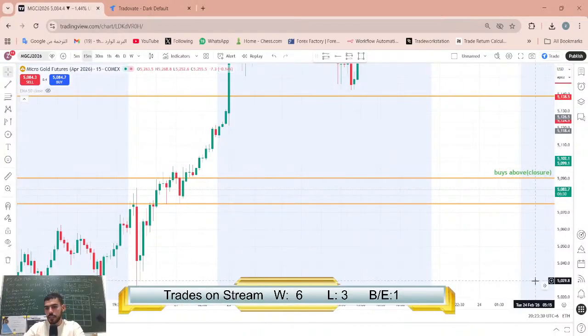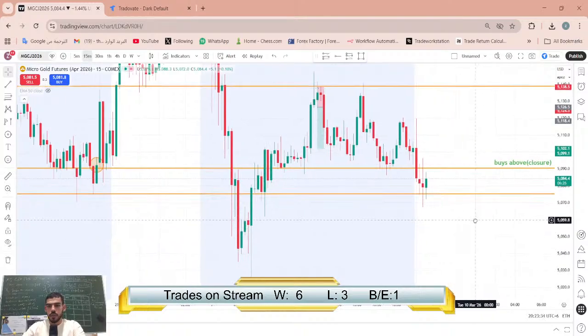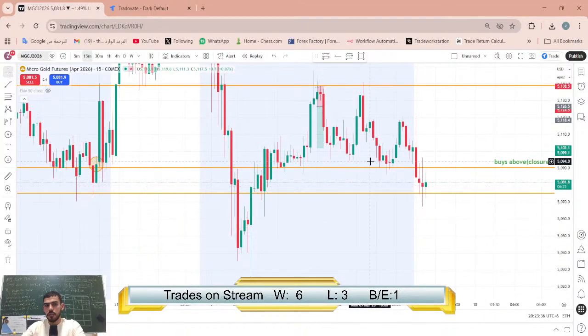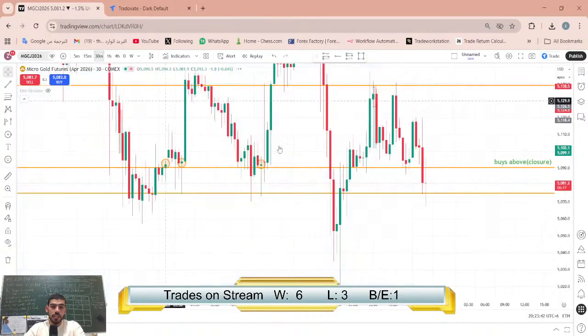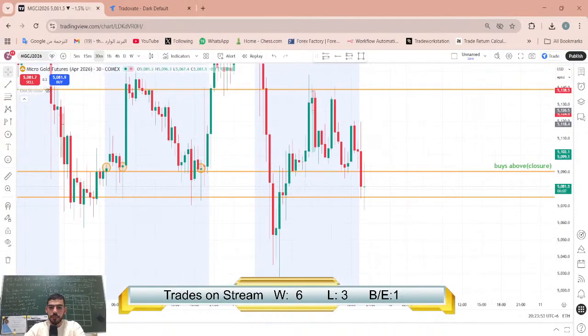And it also happened here previously after support was formed. And look at these candles. The candle's body is getting smaller and smaller and smaller. So this is an indication that volume is getting weaker. So either we get a closure below here or a closure above, and we'll anticipate buys from there.